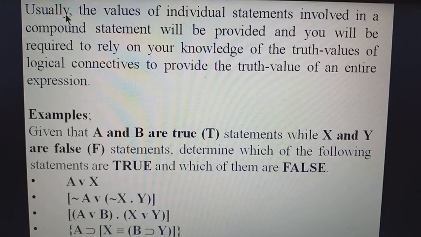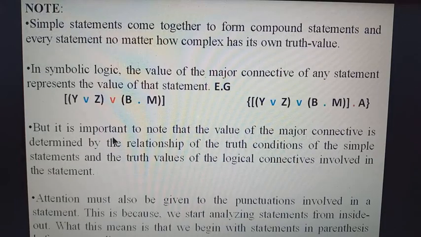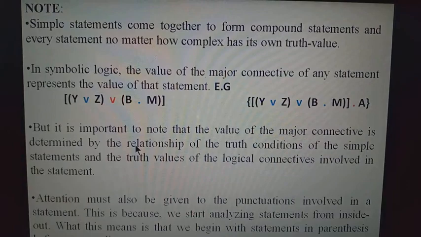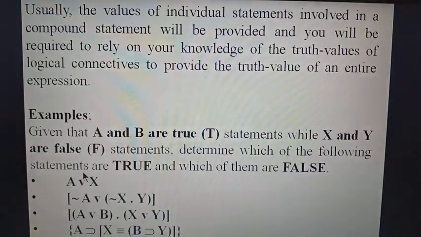Now, usually, the values of individual statements involved in a compound statement will be provided, and you will be required to rely on your knowledge of the truth values of logical connectives to provide the truth value of an entire expression, which means that you will be given the value of statements such as y will have its own value, z will have its own value, b will have its own value, and you will be given these values. And then, relying on your knowledge of logical connectives, you provide value for the entire expression. That's exactly the point we are trying to make here. So let's take a look at the examples we have here.